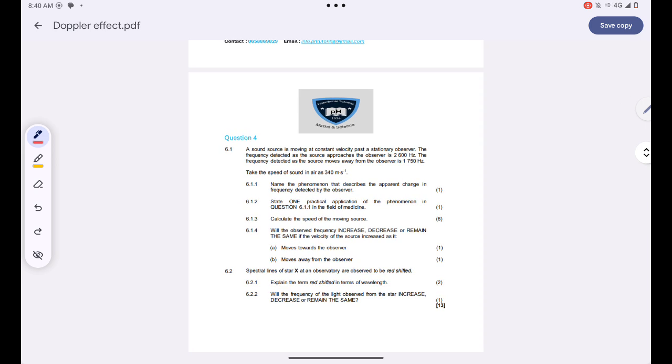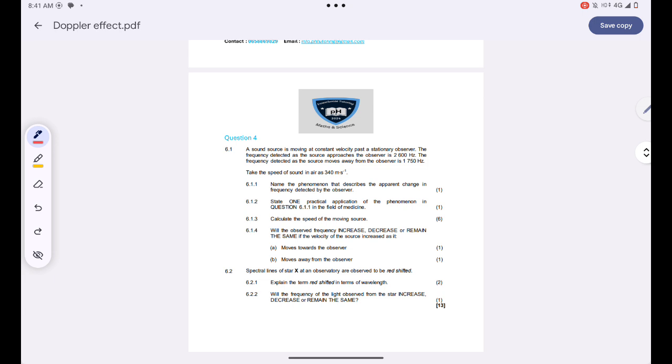Okay, we are told that a sound source is moving at a constant velocity past a stationary observer, and the frequency detected as the source approaches the observer is 2600 hertz. The frequency detected as the source moves away from the observer is 1750 hertz. Take the speed of sound in air as 340 meters per second. Okay.